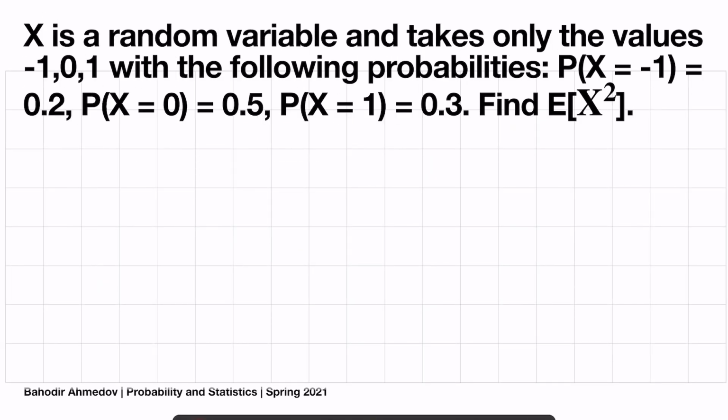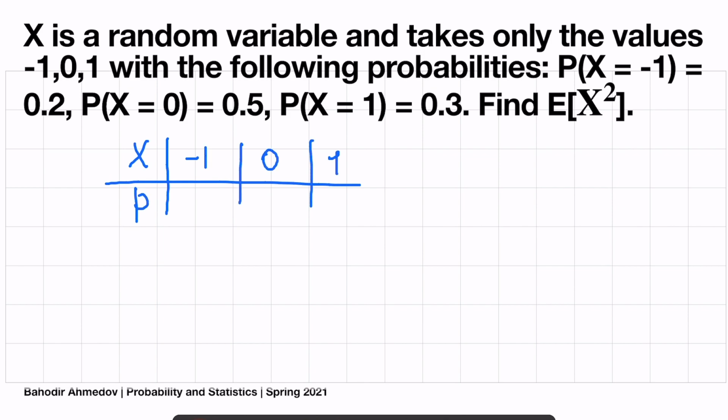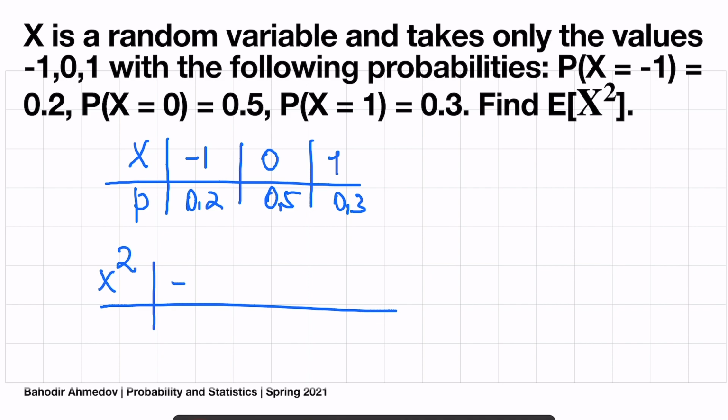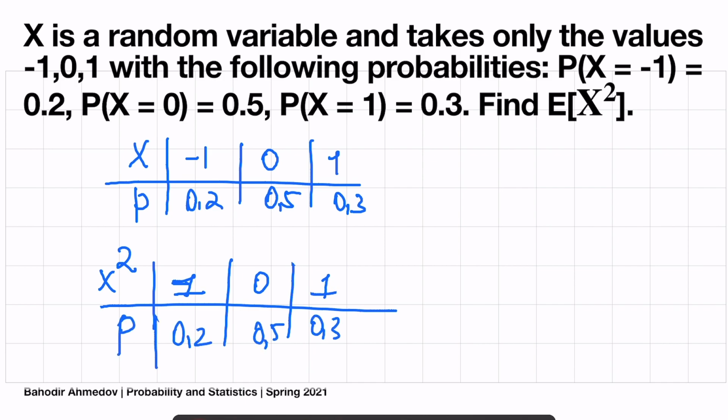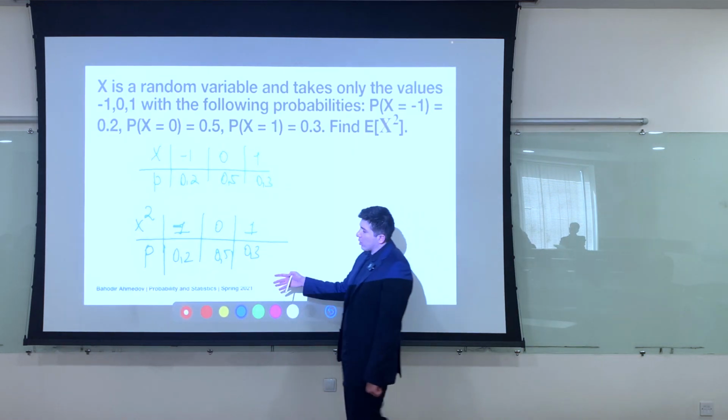So, okay, let's do this in this case. Let's say x can take 3 values. You need to calculate the expected value of x squared, right? I'm going to write down that x can take values -1, 0, and 1 with the probabilities 0.2, 0.5, 0.3. And then I'm going to create another table for x squared. It is going to take the values 1, 0, and 1 with the probabilities 0.2, 0.5, 0.3. You see, I'm not changing the probabilities. The values are changing, but the probabilities are not going to be changed.